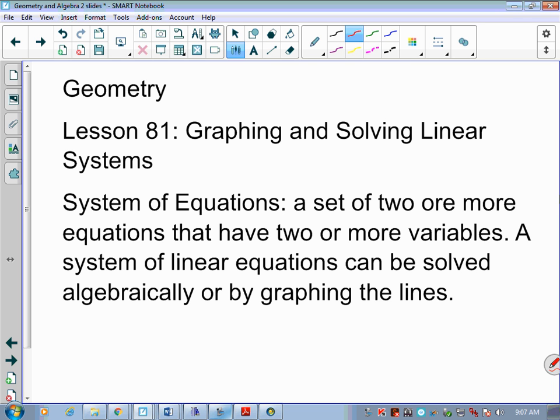Lesson 81 is a lot of review. It's talking about graphing and solving linear systems. Graphing and solving linear systems, what we're saying is that this is the place where these two lines connect. These are where they intersect.